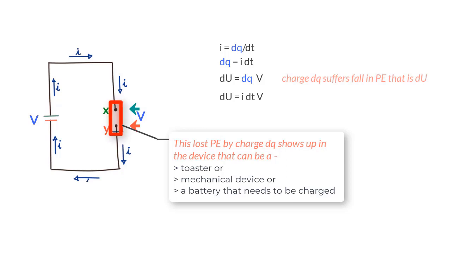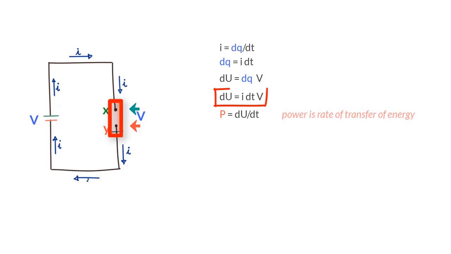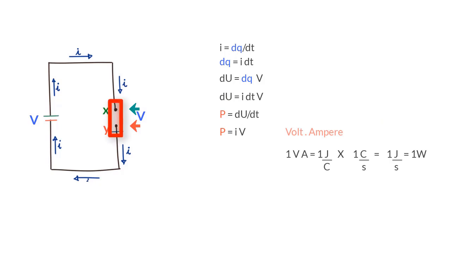So what we say is that we are providing power to the attached device, and mathematically power is defined as the rate of transfer of energy, or P is equal to dU upon dt. Using this equation, this equals I times V. The units of power here are volt ampere, and we can write 1 volt ampere equals 1 joule per coulomb into 1 coulomb per second, which equals 1 joule per second, and we write joule per second as watt.